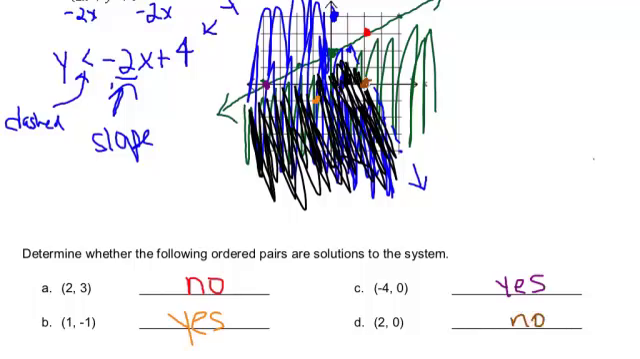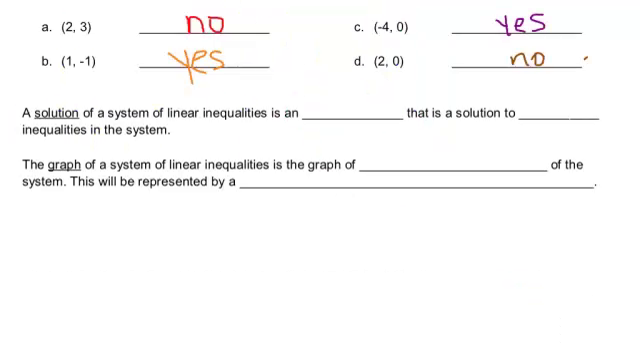So again, the solutions are going to be in the shaded area. If they're on the boundaries, they are solutions if it's a solid line. They're not solutions if it's a dashed line. So the solution to a system of linear inequalities is an ordered pair or a coordinate that is a solution to both inequalities in the system. Again, it has to be true for both inequalities.